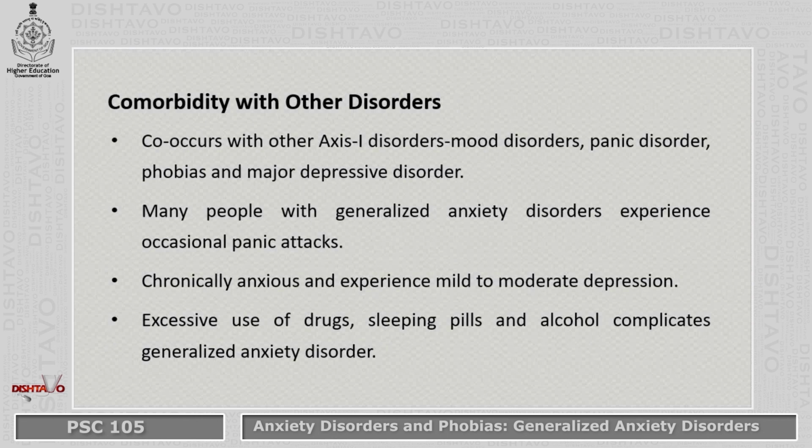Comorbidity with other disorders: this occurs with Axis 1 disorders like mood disorders, panic disorders, phobias, and major depressive disorder. Many people with generalized anxiety disorder experience occasional panic. Off and on they get panic attacks, and are chronically anxious and experience mild to moderate depression because they are always sad. Why? Because they are not happy. They always think that something is wrong with them. So this sadness is so extreme that they can get into depression. If they take any sort of drugs or sleeping pills or consume alcohol, and if the dosage is more than normal, then they are prone to get into a problem like generalized anxiety disorder.